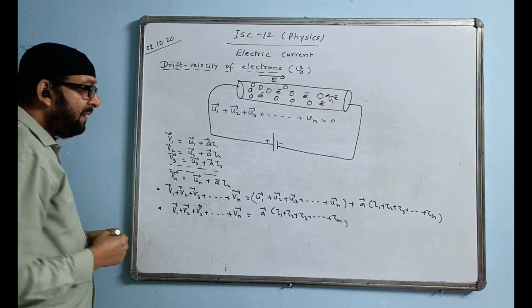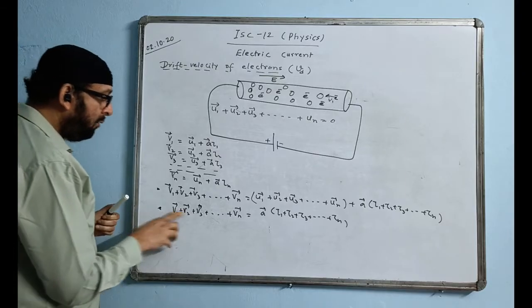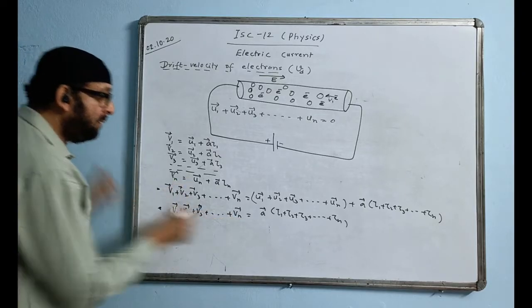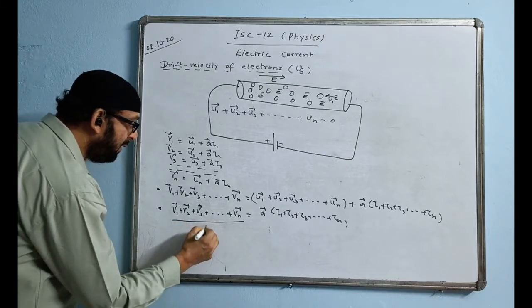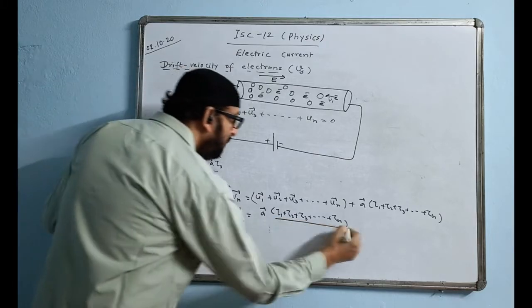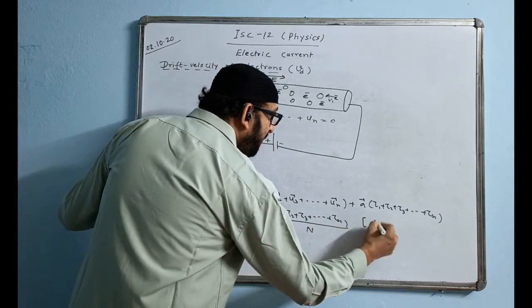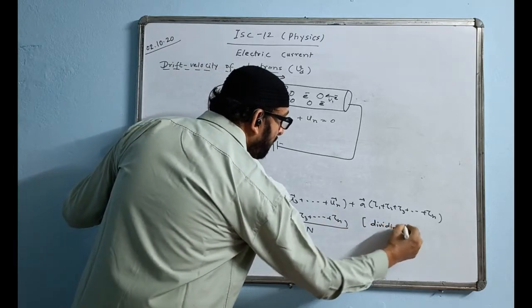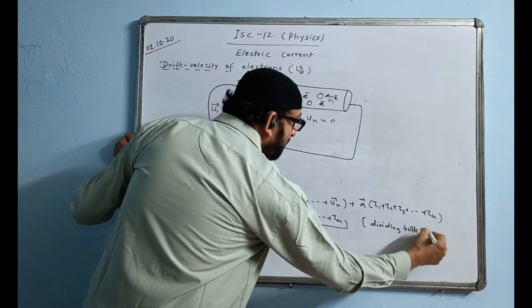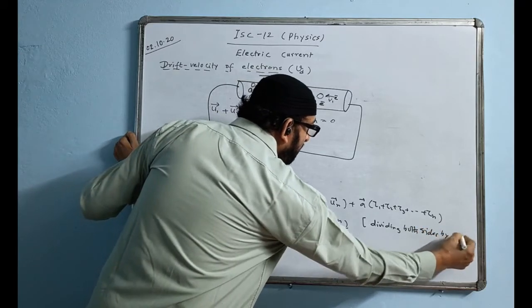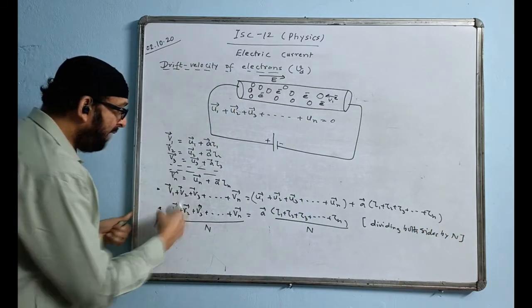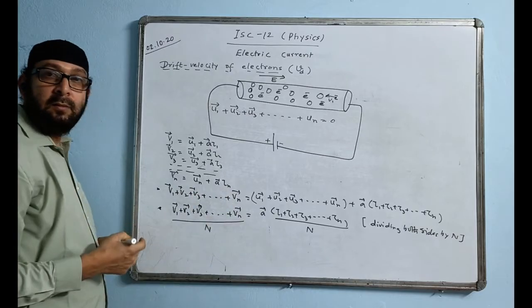After getting this, how to find the average? Average means add all the velocities and divide by how many of them there are. So we will divide this by n, and here also we will divide by n, both the sets. You can make a note that dividing after adding is dividing both sides by n.